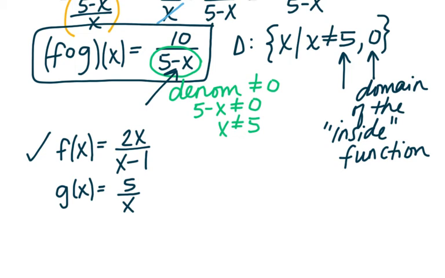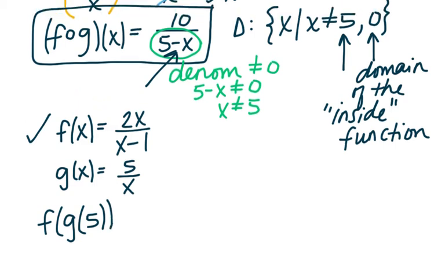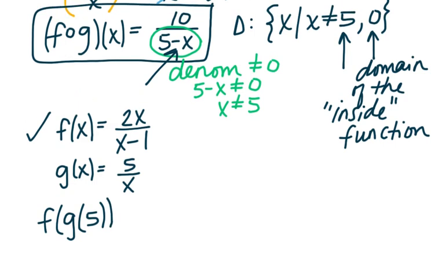So very quickly before we move on, I want to show you why these two values cannot be included in the domain. I want you to actually see why they don't work. So let's say, here's my two functions. I just wrote down this as a check. Let's say I wanted you to find f of g of 5. 5 was a value that we just said is not in the domain. So let's actually compute this and see what happens.